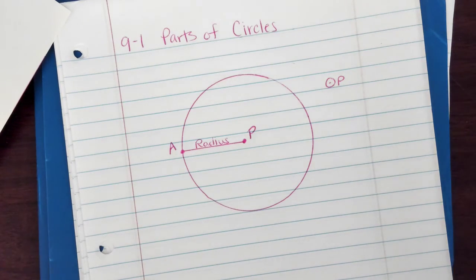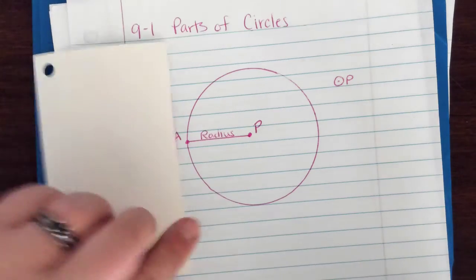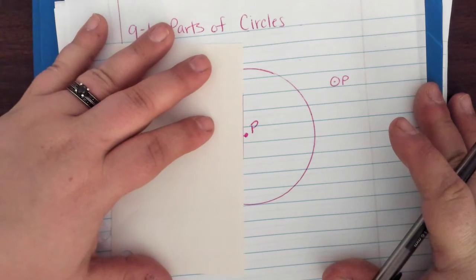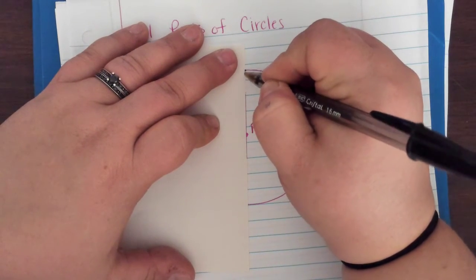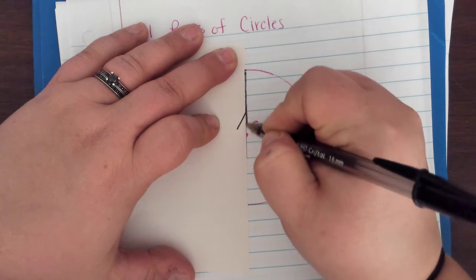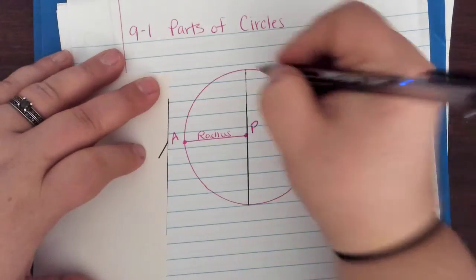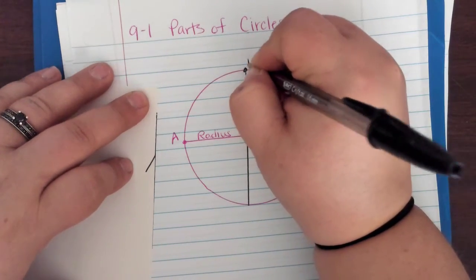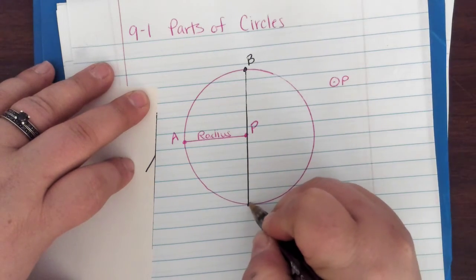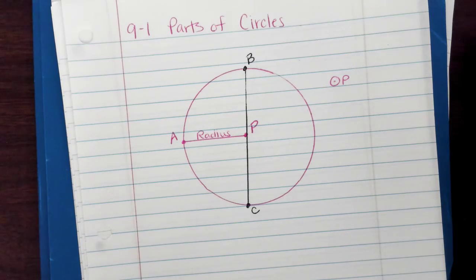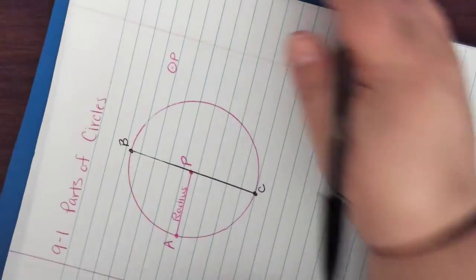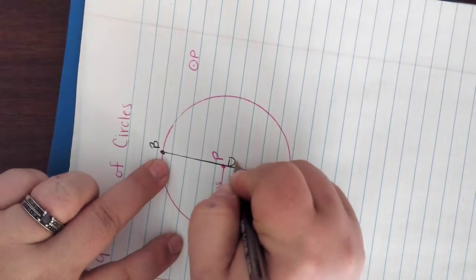The next vocabulary word that we have is diameter. Hopefully you remember that one. Once again, it goes through the center of the circle, but its endpoints are both on the circle. So one endpoint here, and I'll make that B. One endpoint here, I'll make that C. And this is our diameter. It goes all the way through the center.